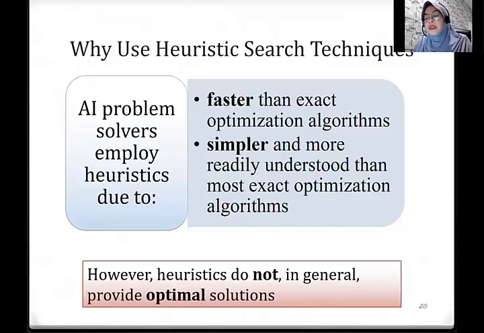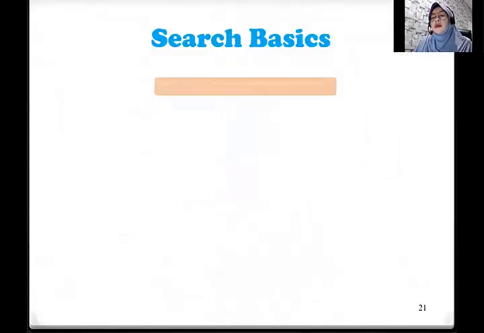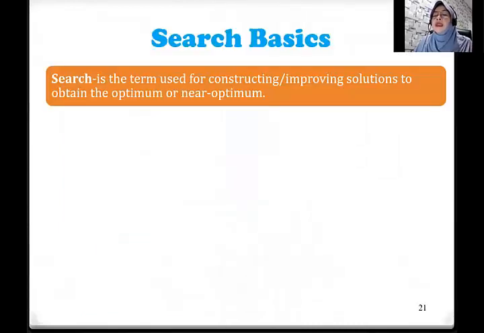However, heuristics do not in general provide an optimal solution. That means when we use a heuristic, there is no guarantee that we can find an optimal solution or even a feasible solution. So, search basics. Search is the term used for constructing and improving a solution to obtain the optimum or near-optimum solution.